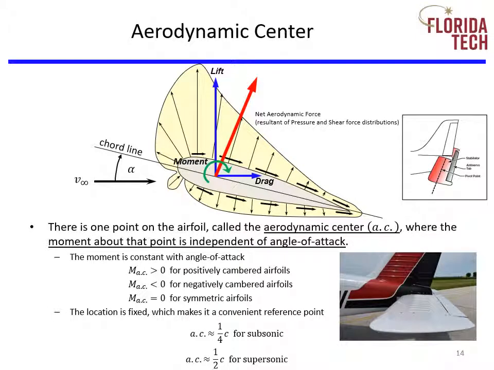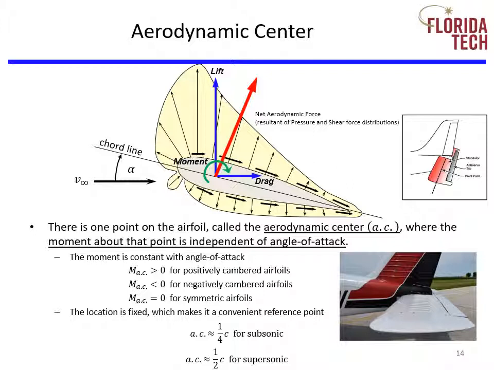There is one point on the airfoil called the aerodynamic center, where the moment about that point is independent of angle of attack. It doesn't necessarily mean the moment is zero, it just means it's basically constant. The moment will be positive for positively cambered airfoils, negative for negatively cambered airfoils, and zero for symmetric airfoils.